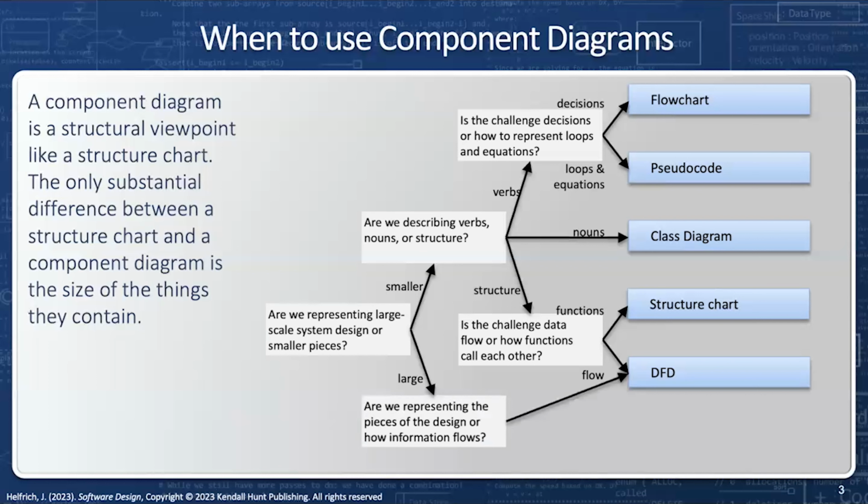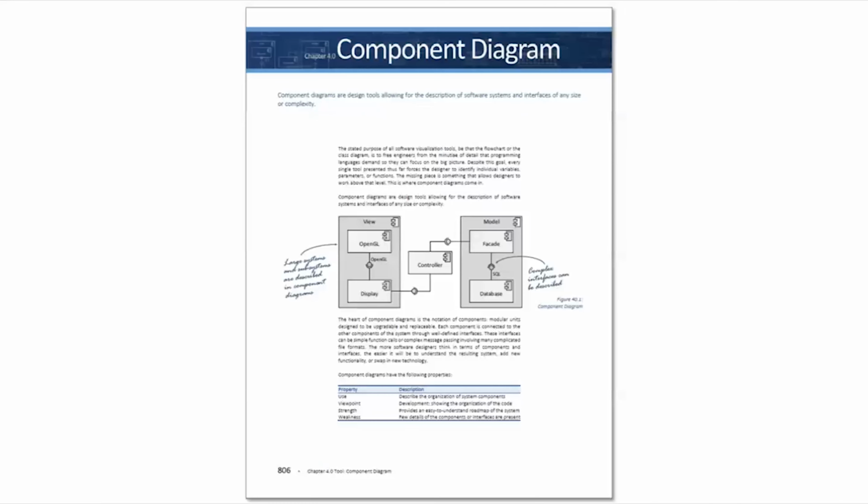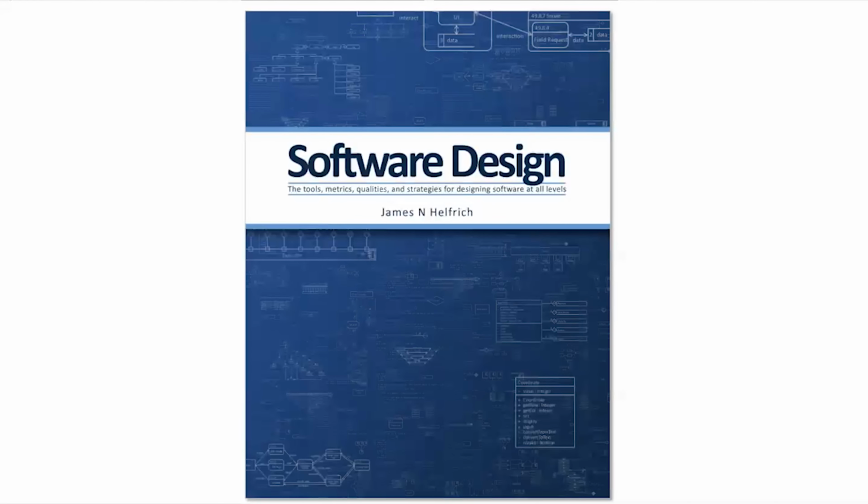Now, it turns out a data flow diagram is useful for not only describing how data flows through small things like an algorithm or a few hundred lines of code, but also very large things. For example, a web service like Strava or Facebook. If the challenge is not how information flows, but the structure, then we want to say a component diagram. Now we can learn more about the different viewpoints in the viewpoints section of the component diagram chapter of the software design textbook.